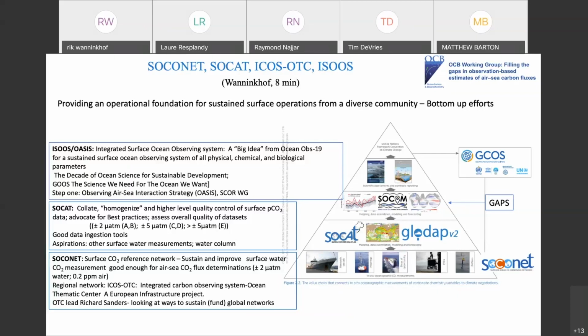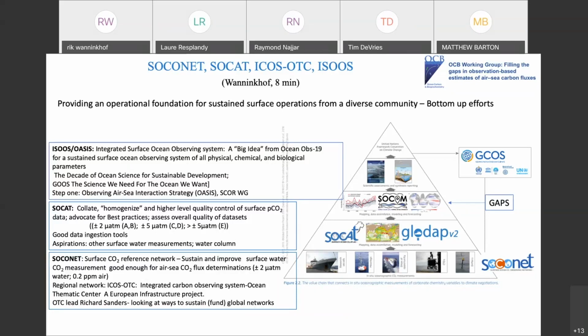And the last thing, as I mentioned, there are a lot of different ways that we can slice the pie and develop networks. There is currently an effort underway called the Integrated Surface Ocean Observing System. The name obviously was not liked by everybody, and now it's called OASIS. But the idea was that we, the ocean observation community, got together in Hawaii last year, and were encouraged to look at integration and big ideas.